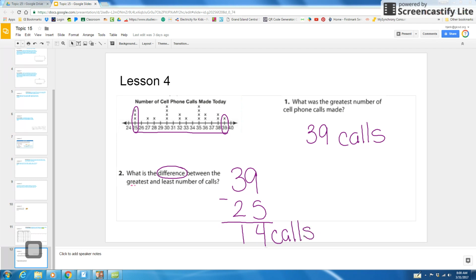So on your practice problems, you'll be asked to do a little bit of each of these, of making your own line plot and also looking at that line plot to answer questions. And that's what we'll be practicing in class as well tomorrow when we're looking at all these different types of line plots.